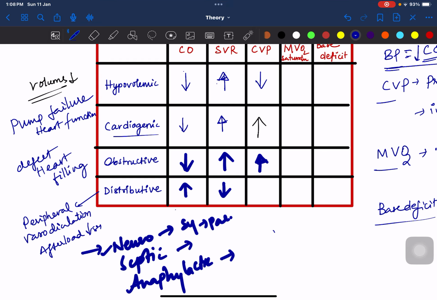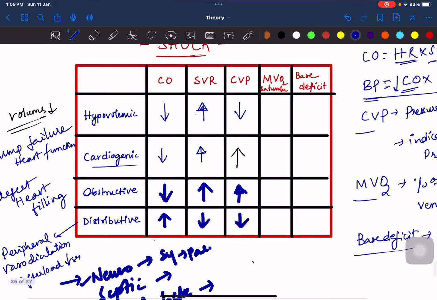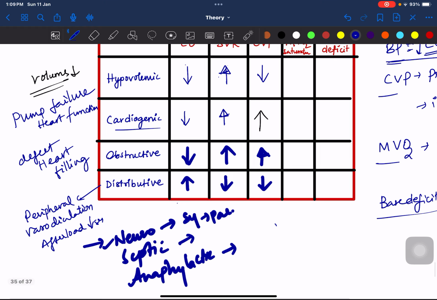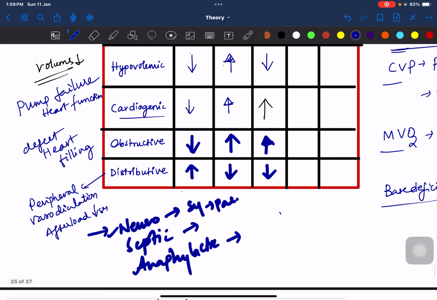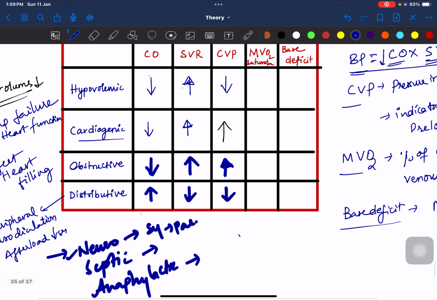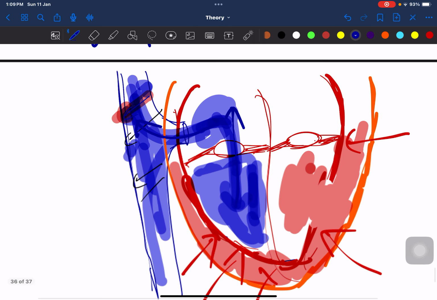Then what happens to central venous pressure? As we said earlier, because the peripheral resistance is decreased, the blood pools up in the peripheries. So the pressure in the central veins decreases, obviously. Then, let's come to the MVO2 and base deficit now. First, let's start with distributive shock itself. What happens to the mixed venous oxygen saturation in distributive shock?